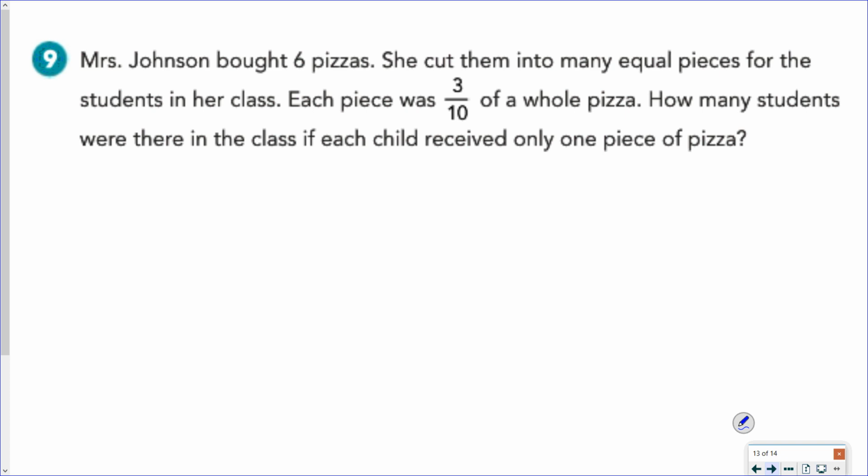Mrs. Johnson bought 6 pizzas. She cut them into many equal pieces for the students in her class. Each piece was 3/10 of a whole pizza. How many students were there in the class? So we take that large amount, breaking it down into smaller pieces. So we keep the 6, change division to multiplication, use the reciprocal, and we do look to see if we can simplify.